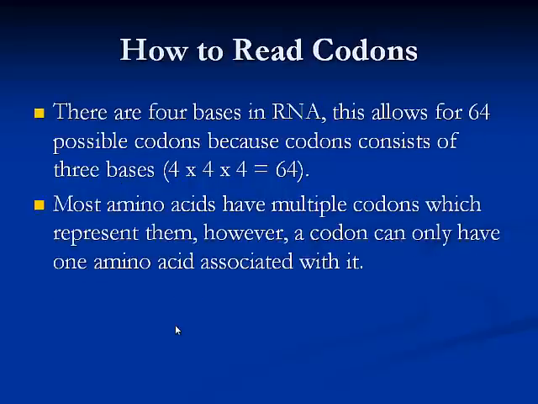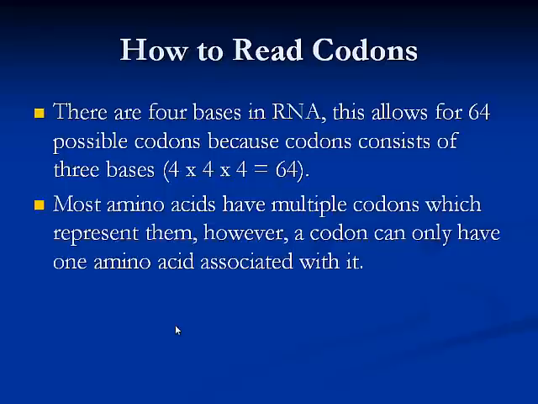How to read a codon. There are 4 bases in RNA. As we already discussed, this allows for 64 possible codons because codons consist of 3 bases. And as you see here, I have a simple math problem that shows you why it is 64 possible combinations of codons. You have 4 bases times 4 bases times 4 bases, which is the triplet codon, which equals 64 possible combinations.